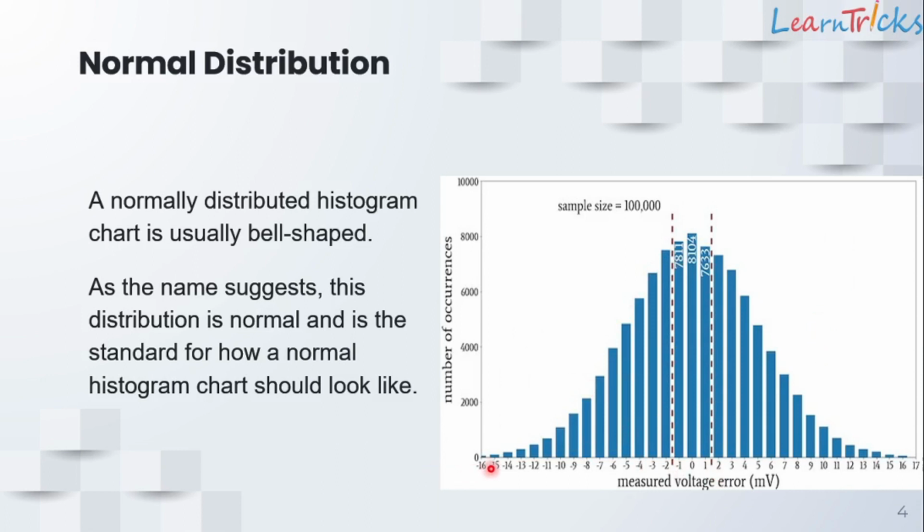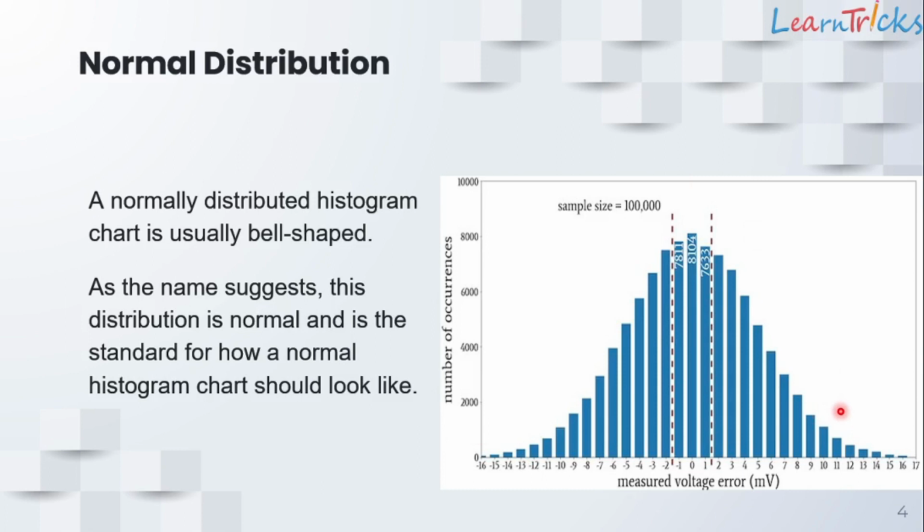So the overall shape of the histogram will look like a bell. That's why it is called a bell-shaped curve or a bell-shaped histogram. And when your data distribution or histogram gives the shape of a bell, then it is called a normal distribution histogram, and your data is normally distributed, right? So this is the one case, that is the data is normally distributed.